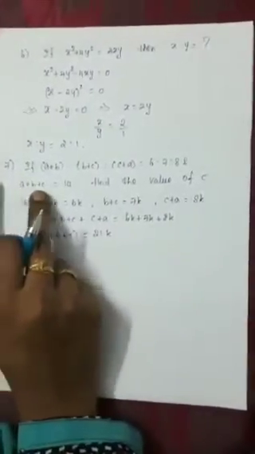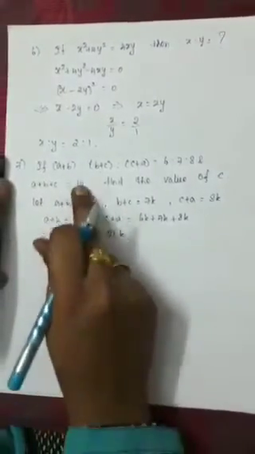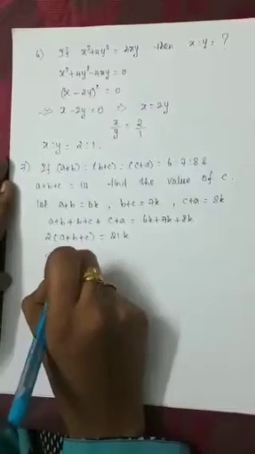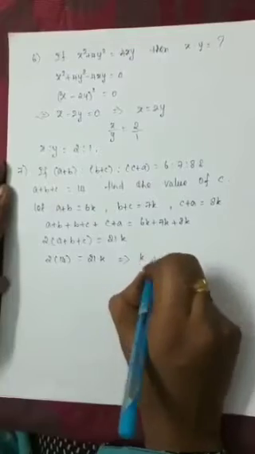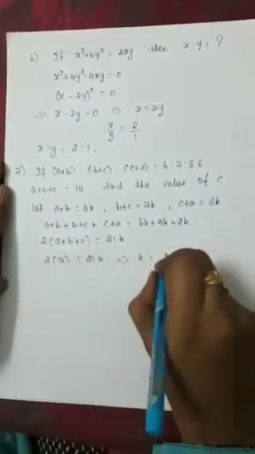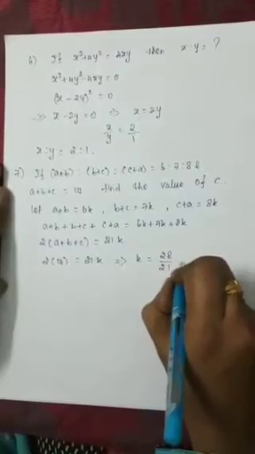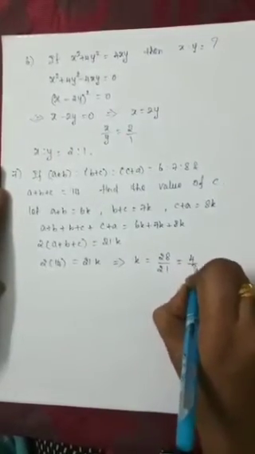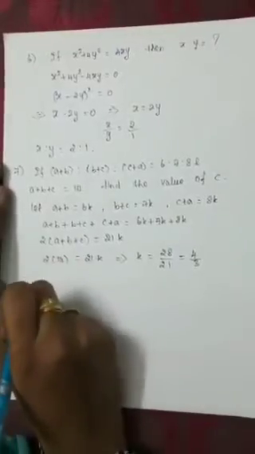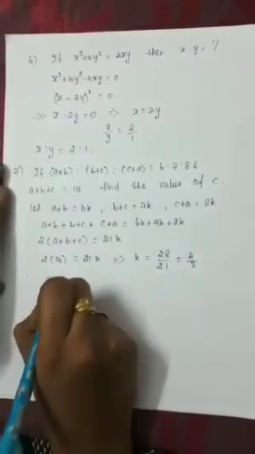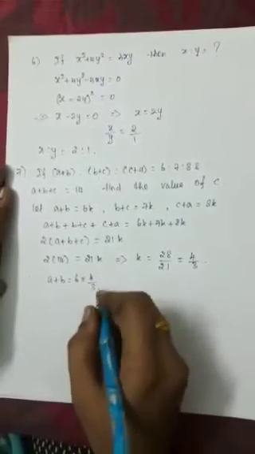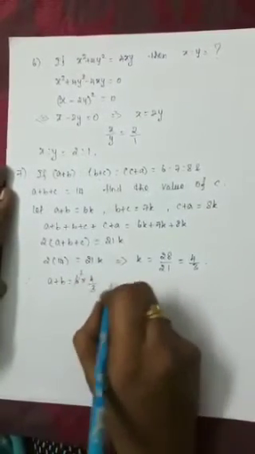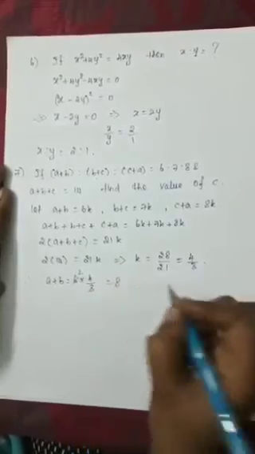And given the value of a plus b plus c is equal to 14, substitute 14 here. So 2 into 14 is equal to 21k. So k is equal to 2 into 14, 28 by 21, which is equal to 4 by 3. Therefore, substitute the value of k in this equation. So a plus b is equal to 6 into k, which is 4 by 3. So 2 into 4, a plus b is equal to 8.